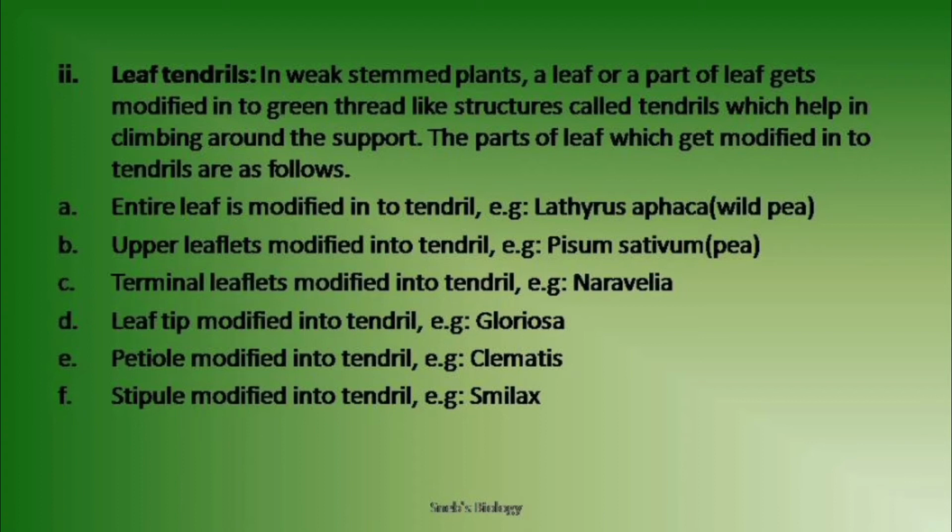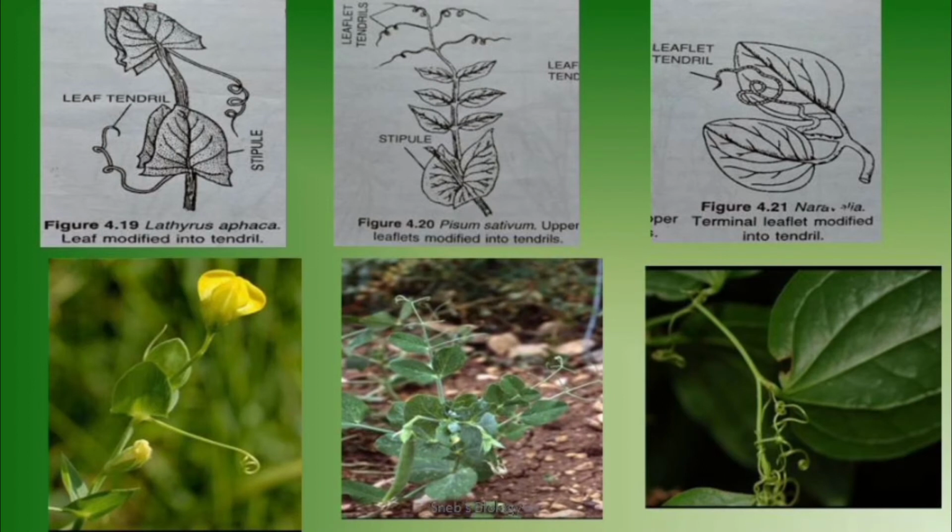Sometimes the entire leaf may get modified into a tendril, so we call it entire leaf tendril. This is seen in case of Lathyrus. Here they perform the function of climbing. In this plant, they have a weak stem, so this tendrillary structure helps the plant to climb.